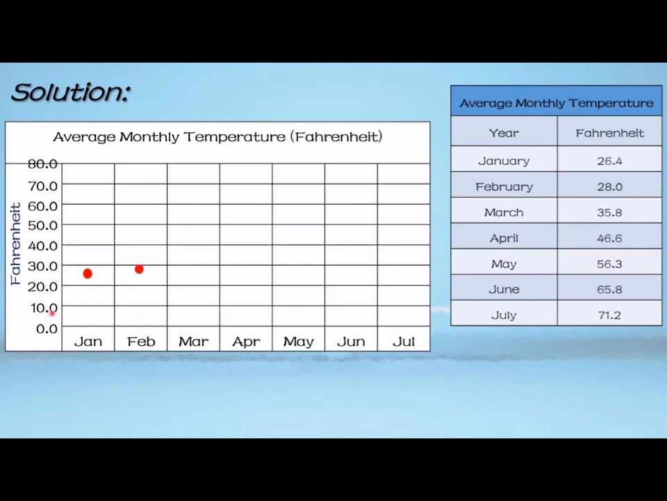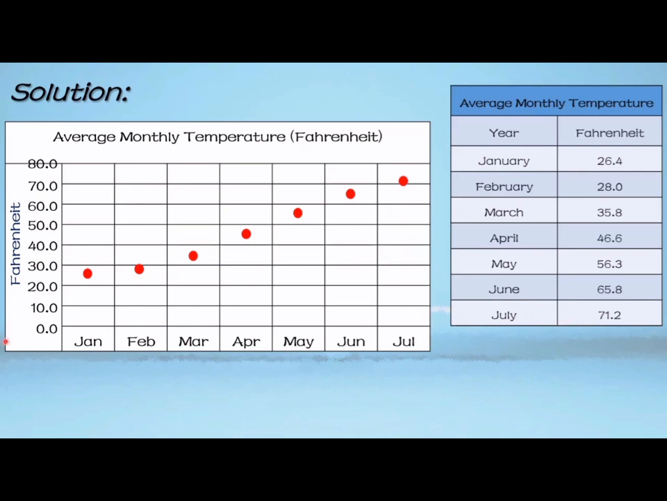And then next is March. We have here 35.8. Palagay natin in between 30 and 40. And then we have April, which is 46.6 degree Fahrenheit. Ito banda in between 40 and 50, pero mas malapit siya sa 50. And then sa May, we have 56.3. Ito yun banda. And then sa June, we have 65.8. So ipa-plot natin dito. And then last is July, 71.2. Lampas lang kaunti ng 70.